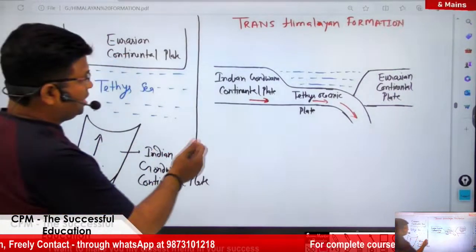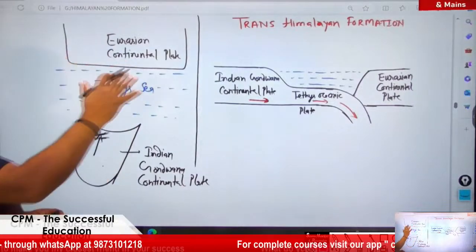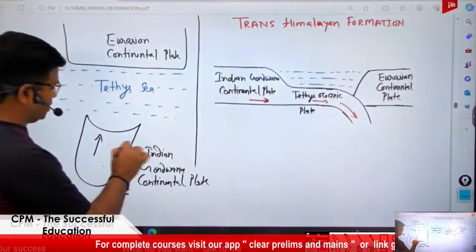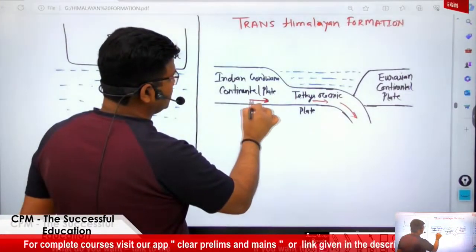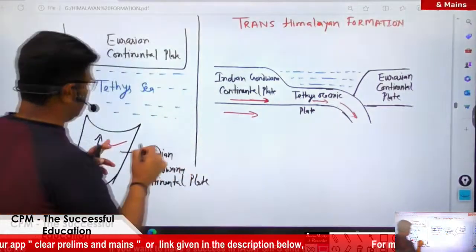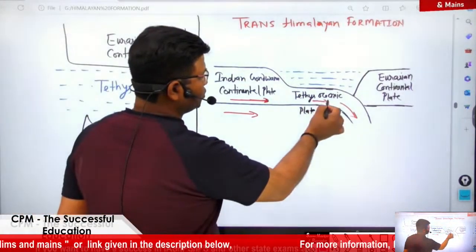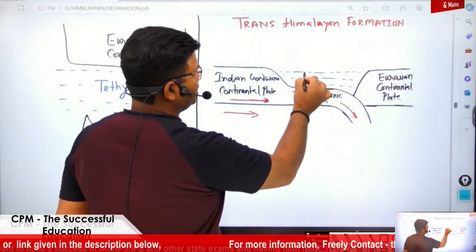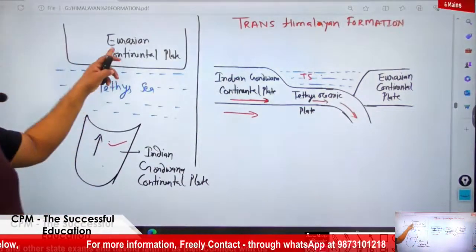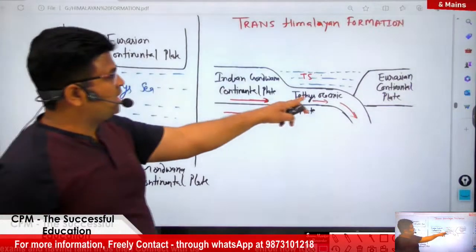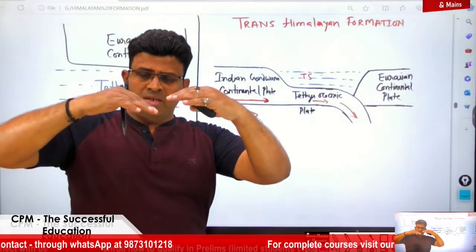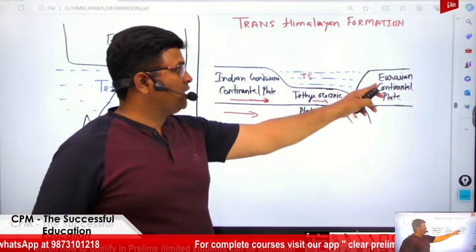Here, this is the top view, and here I am showing you the side view. This one is the Indian Gondwana continental plate, and it is moving northward. Attached to this Indian Gondwana continental plate there is the Tethys oceanic plate, and above it is the Tethys Sea. When it moves and converges with the Eurasian continental plate, the denser Tethys oceanic plate subducts below the less dense Eurasian continental plate.